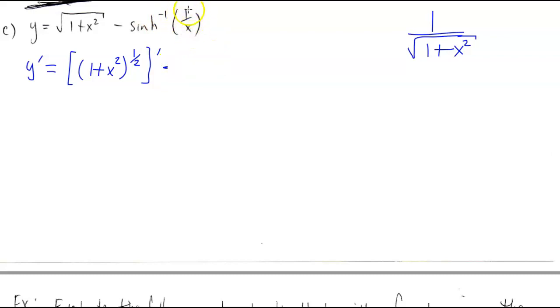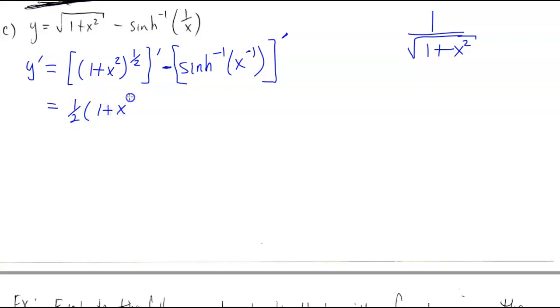Since we're dealing with a composition function here, we'll have to take the derivative of the inside function too. So we're going to look at this way first. So I'm going to rewrite it like this first, and then we'll go ahead and take the derivative. So for this first term, we'll have 1/2 times 1 plus x squared raised to the negative 1/2 times derivative of the inside function. The derivative of 1 plus x squared is just going to be 2x. So that'll be our first term.